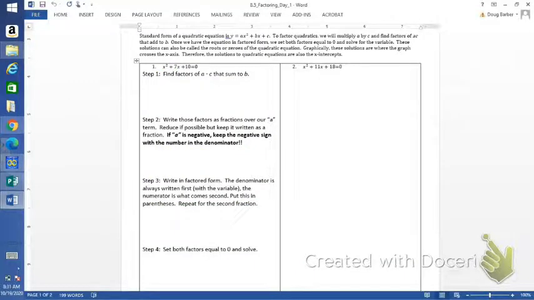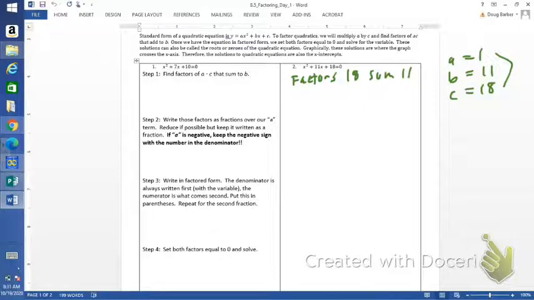Okay, let's do the next one, number 2. So first step, find factors of a times c that sum to b. So my a is 1, b is 11, c is 18. So a times c, 1 times 18 is 18. So factors of 18 that sum to 11.